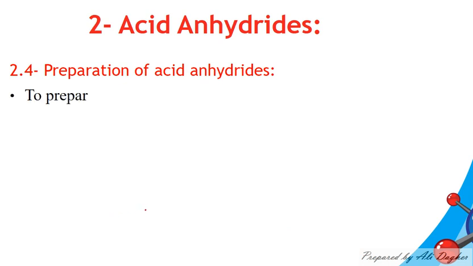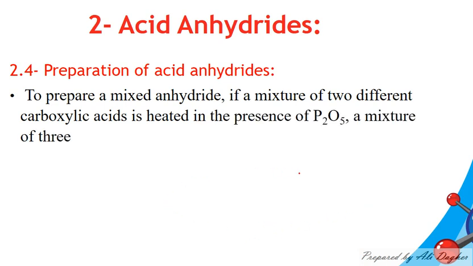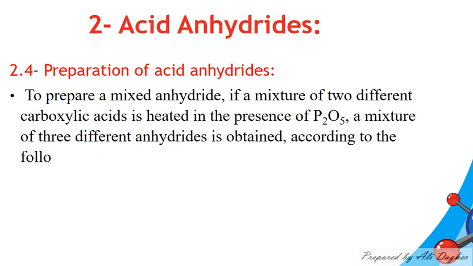Now, for mixed anhydride. If we mix 2 different carboxylic acids and heat them in presence of P2O5, a mixture of 3 anhydrides is obtained according to the following equation. When we mix 2 different acids, when we put a few milliliters of the first acid and a few milliliters of the second acid, that means we put millions or billions of molecules of the first acid and millions or billions of molecules of the second acid. There are 3 possibilities.